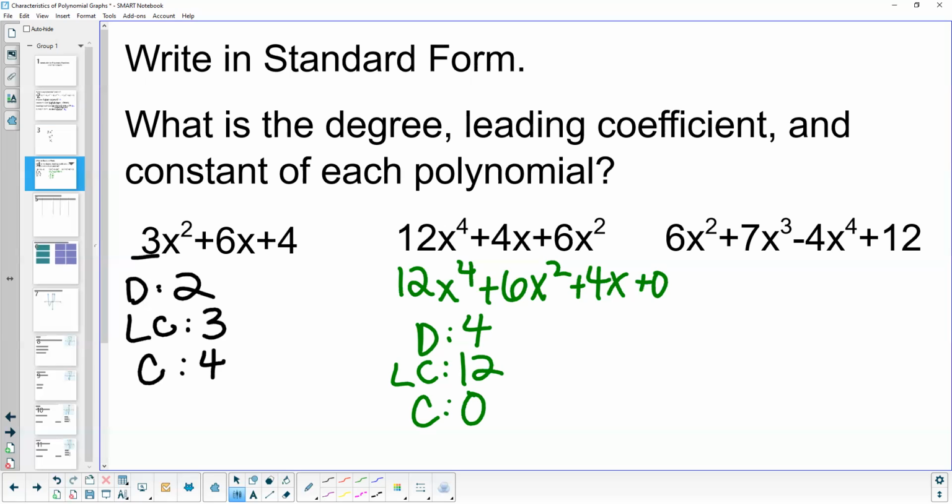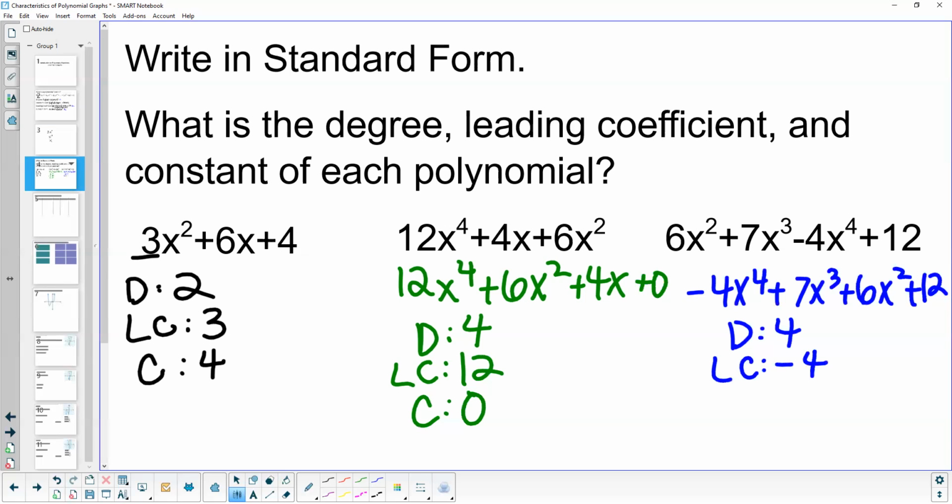Now let's take a look at our last one here. It's also not in standard form, so we're going to want to rewrite it. And that becomes negative 4x to the 4th plus 7x cubed plus 6x squared plus 12. Now our degree here is going to be 4. Our leading coefficient is going to be negative 4. And our constant term in this case is 12.